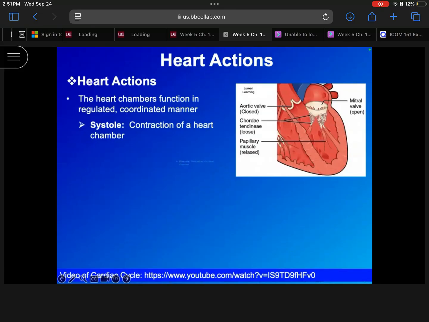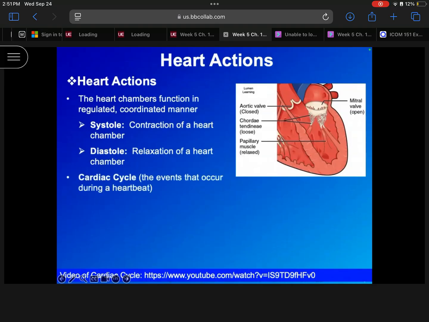So systole is the contraction of a heart chamber, and diastole is going to be the relaxation. When we talk about those terms, though, we are only talking about ventricular diastole. That's going to be the greater number. If we looked at atrial, it would be much lower. The atria aren't going to have as much pressure as the ventricles.